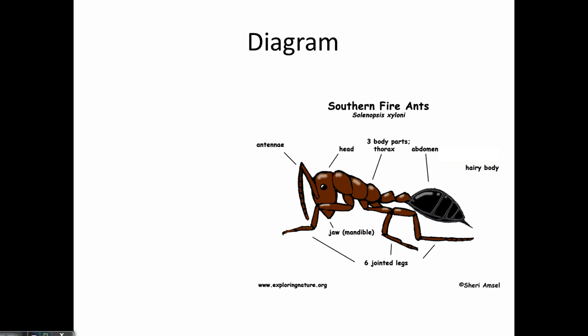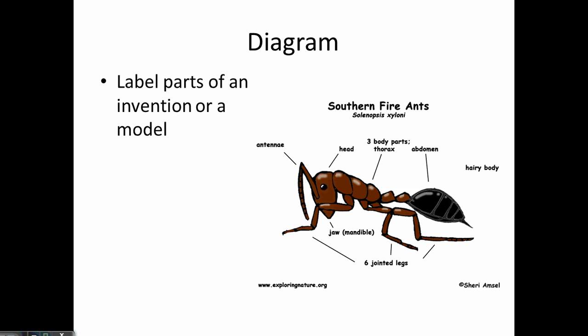A diagram is a picture or an illustration that has labels. For this project, you might label the parts of an invention or a model that your important person created, or you might label a scene or an event that occurred.